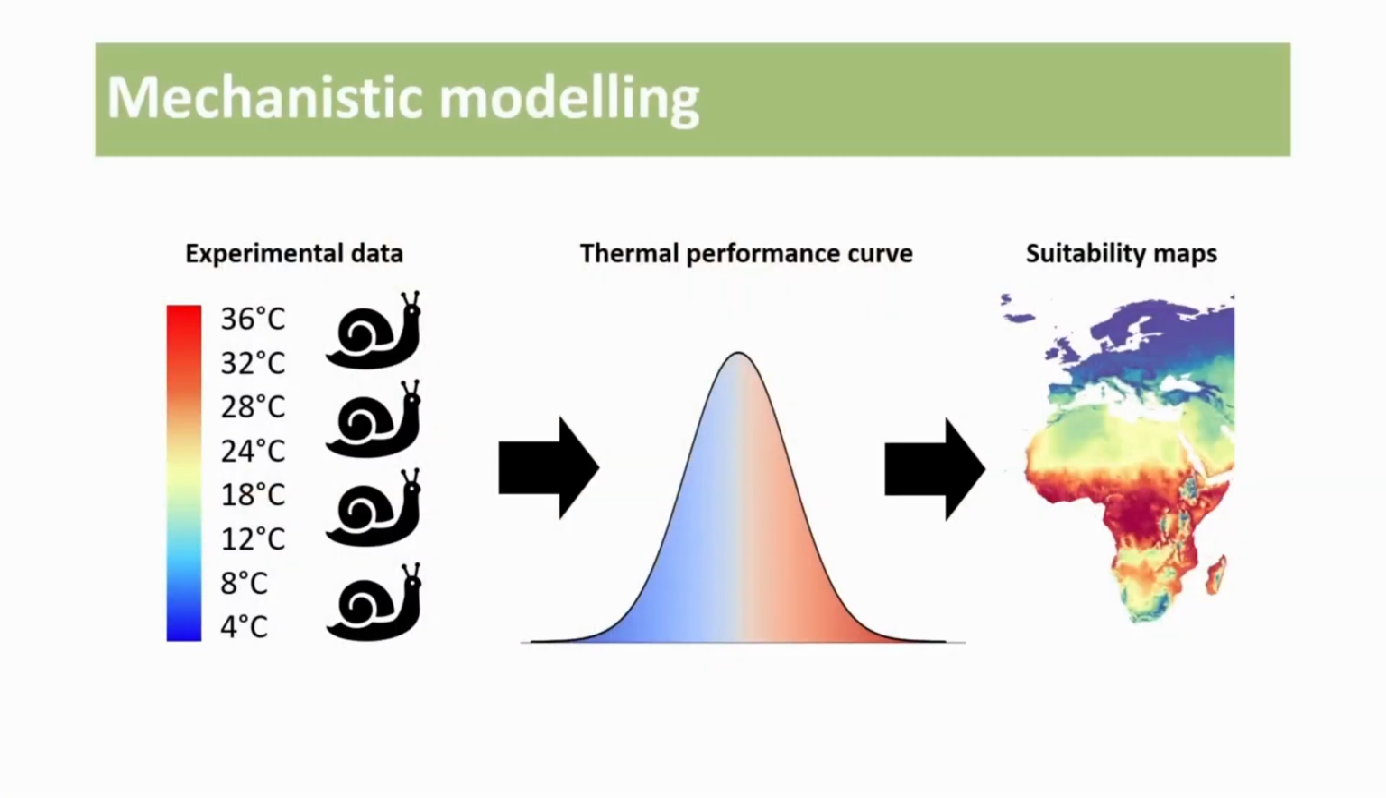Here, other than with the correlative modeling, we start with experimental data, measurements of how long it takes for eggs to hatch, for example, at different temperatures. Then we made curves out of this, thermal performance curves. And from these, we made suitability maps.